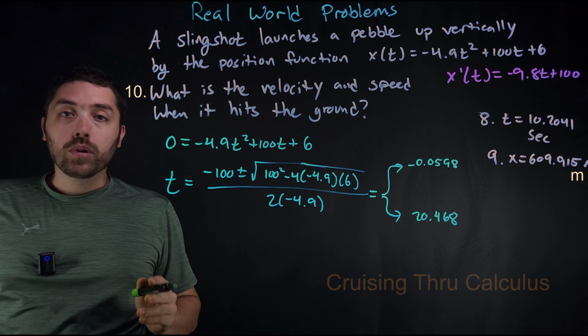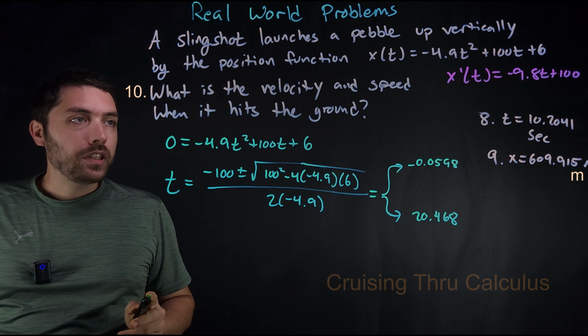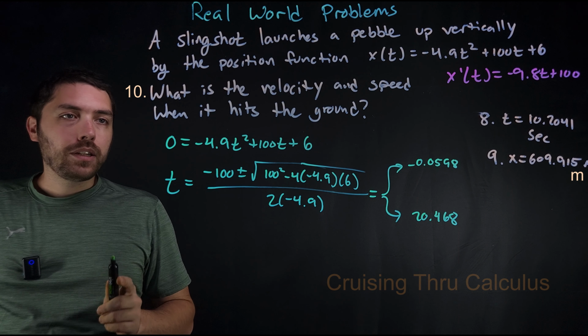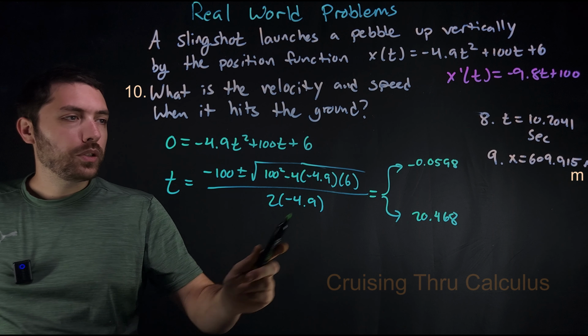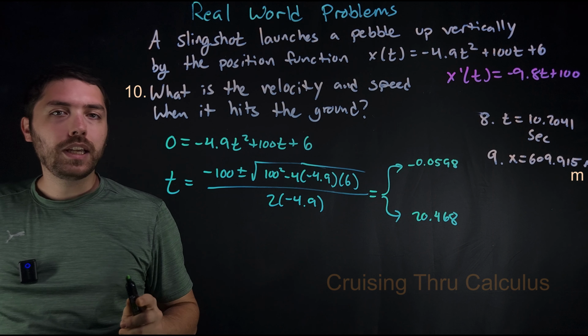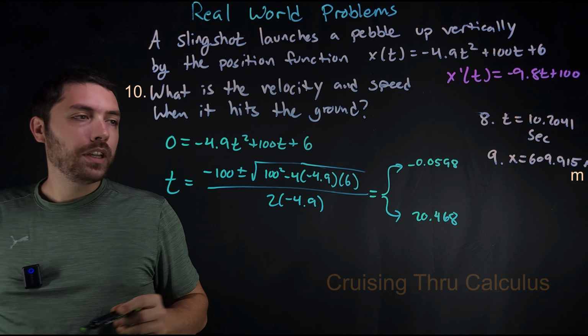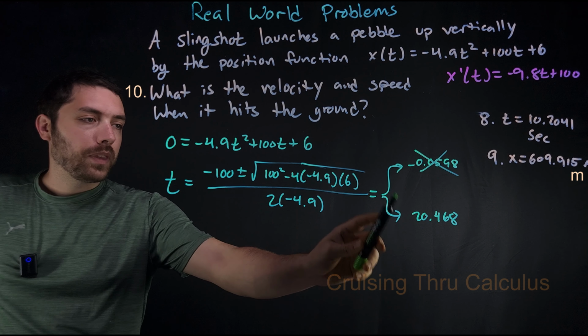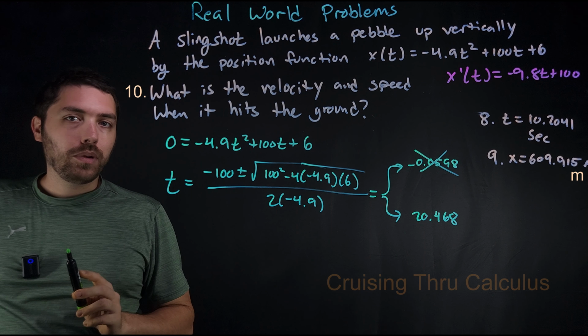Now, this is a real-world problem, and we have to imagine that somebody's asking us what is the velocity and speed when it hits the ground. And if somebody said, hey, when does it hit the ground? And you told them it took negative 0.0598 seconds, that doesn't really make much sense. So we're actually just going to ignore this answer, and we're going to use this answer here. That is how long it takes to hit the ground.